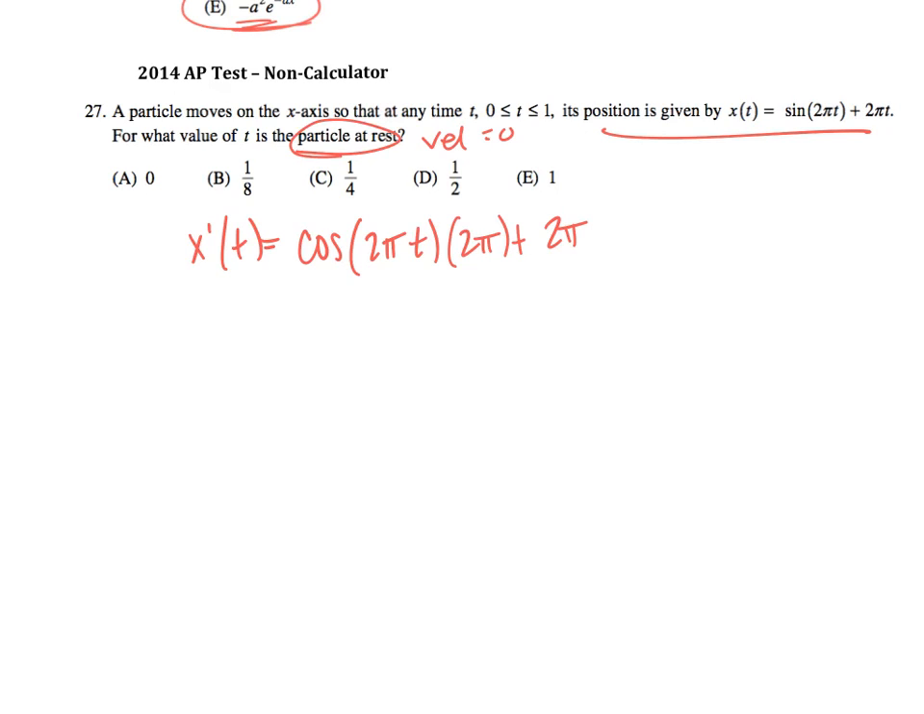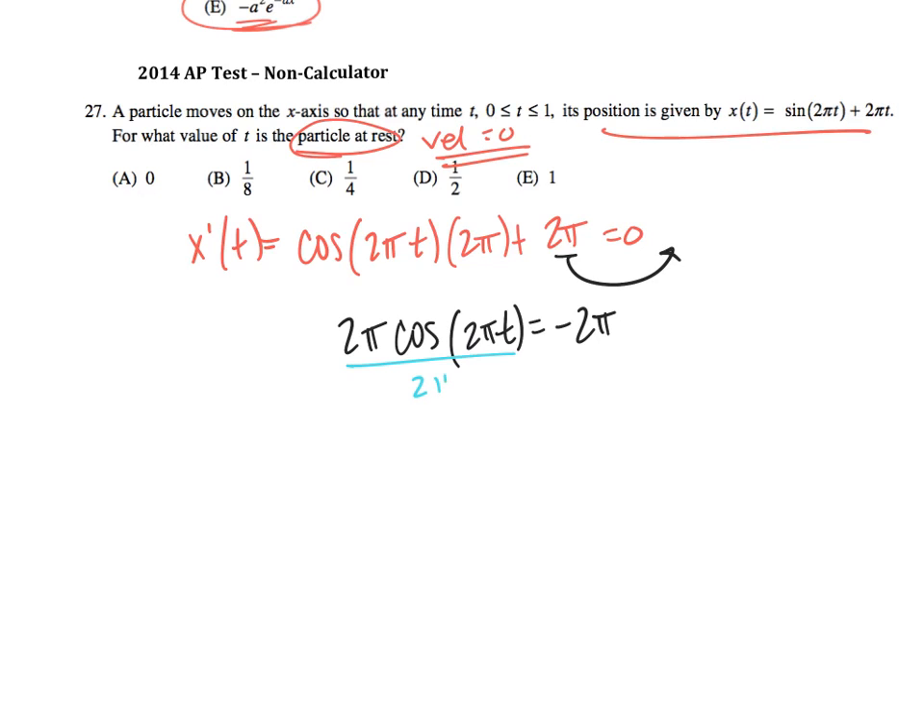They want to know when is that velocity 0, aka when is the particle at rest. I'm going to go ahead and set this equal to 0. Therefore, I'm going to say I've got 2 pi times the cosine of 2 pi t equals negative 2 pi. I'm going to move this quantity over. I'm then going to divide by my 2 pi, and I'd have cosine of 2 pi t equals negative 1.